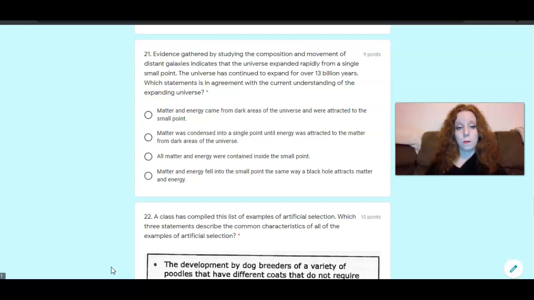Our answer choices are: matter and energy came from dark areas of the universe and were attracted to the small point. Okay. Sure. Matter was condensed into a single point until energy was attracted to the matter from dark areas of the universe. Sounds really similar to answer choice A. All matter and energy were contained inside the small point. All three of those answers sound super similar. And last, matter and energy fell into the small point the same way a black hole attracts matter and energy.